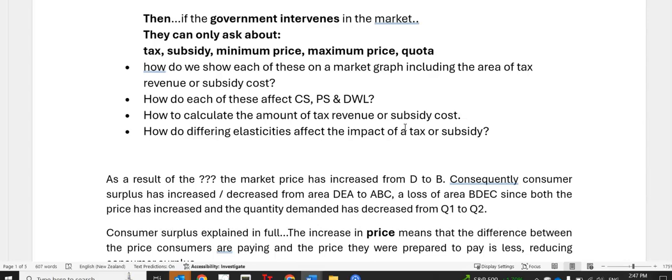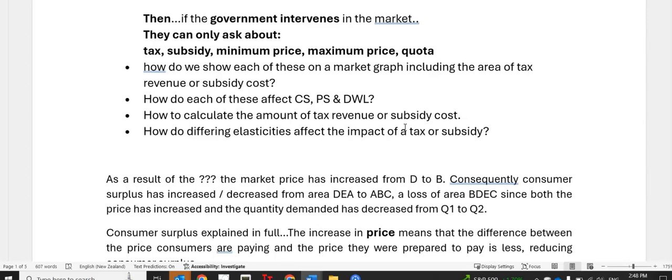Sometimes they reverse it and talk about taking away those government interventions. That's fine. In a lot of ways, the key thing you remember is as soon as the government intervenes with any of these things, there's going to be a deadweight loss. And if they take away any of these things, so if they remove a tax or something like that, then the deadweight loss goes away and the market becomes allocatively efficient. So it's pretty much one or the other. Again, you need to be able to calculate the areas, including the area of tax revenue or subsidy cost.